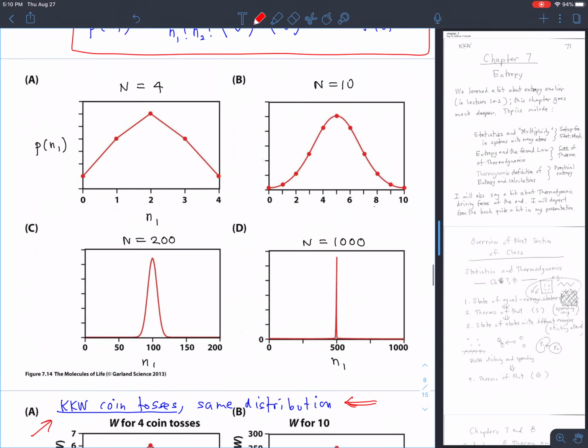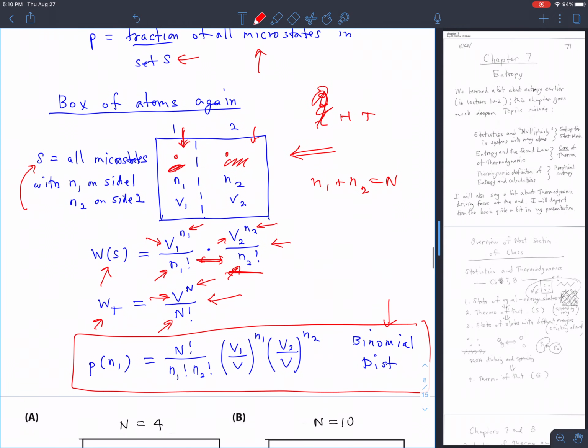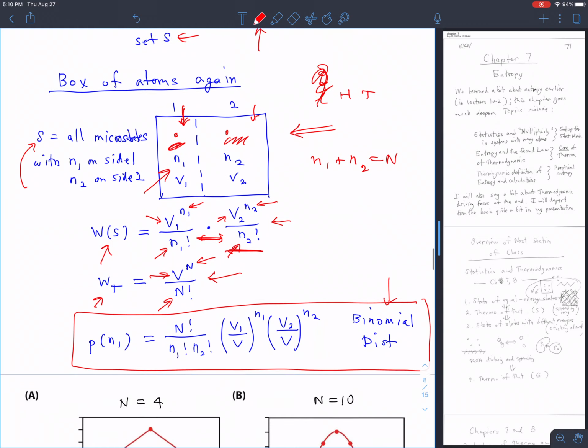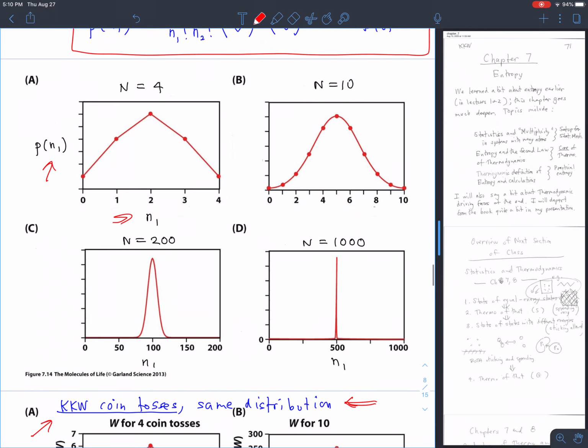I've just modified it slightly by renaming the axes, and we've got the probability of seeing a certain number of molecules on side 1 and a certain number of molecules on side 2. And the main point of these 4 graphs is that if you have few molecules, then there's a high probability of pretty much seeing any of the possibilities on each side, right?